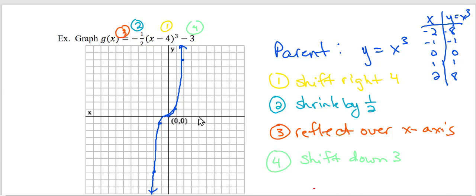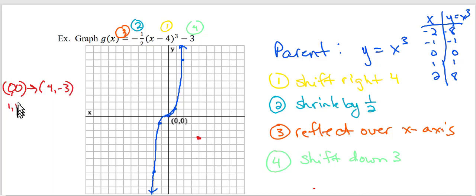Shrink by 1/2 doesn't change it because when you multiply that y value by 1/2, I should clarify that's a vertical shrink. So when you multiply that y value of 0 by 1/2, it doesn't move. Reflecting over the axis doesn't move. And then down by 3, 1, 2, 3. That is where this, what we call point of inflection, where it changes that curving, is going to be. So 0, 0 went to 4, -3.